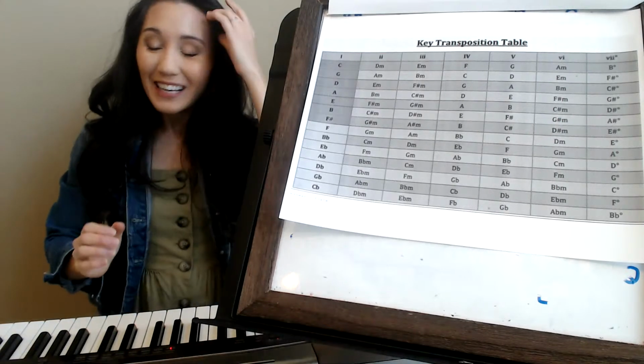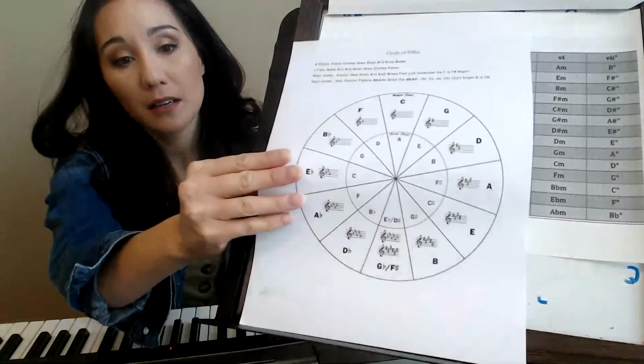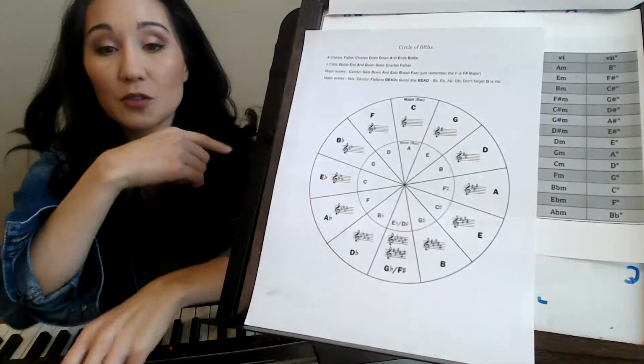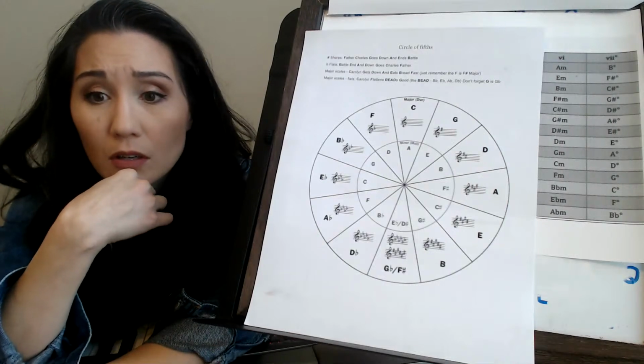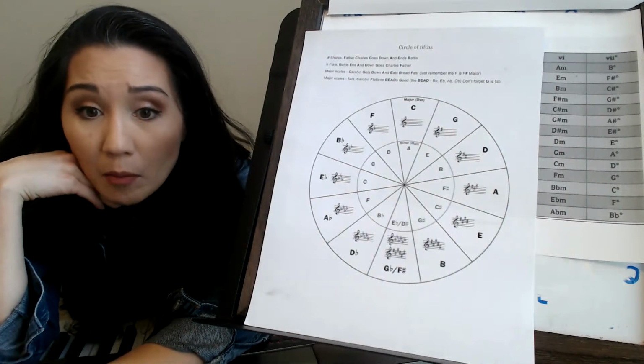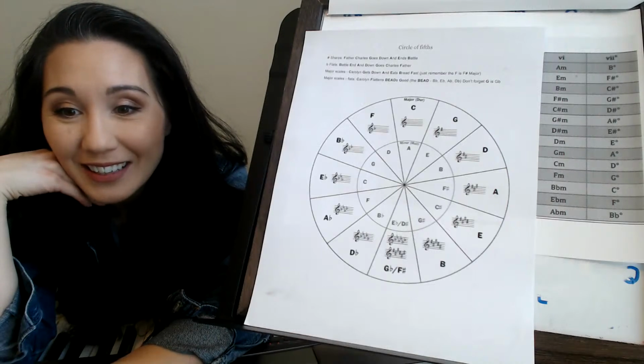Yes, okay. So when we're looking at this, how many of you have ever seen a circle of fifths sheet before, or a diagram just like this? How many? Or how many have not? I'm looking in the live chat right now.